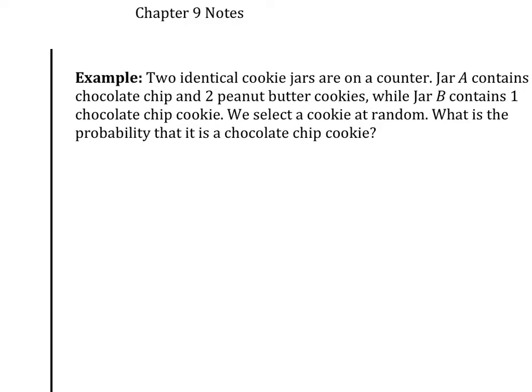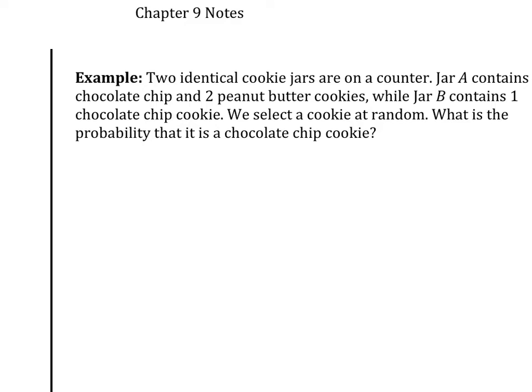Two identical cookie jars are on a counter. Jar A contains 2 chocolate chip and 2 peanut butter cookies, while jar B contains 1 chocolate chip cookie. We select a cookie at random. What is the probability that it is a chocolate chip cookie?